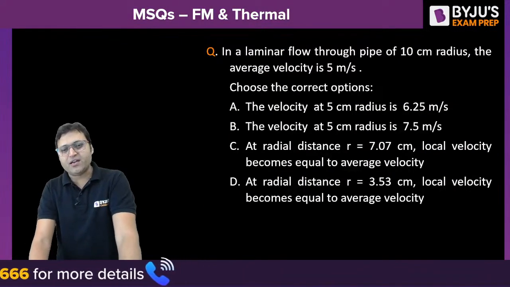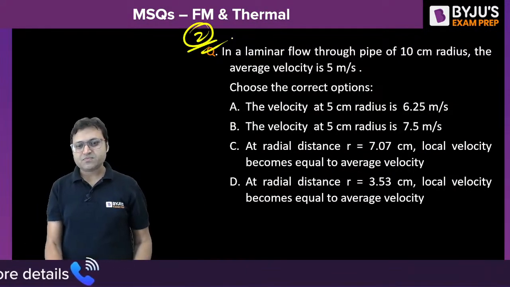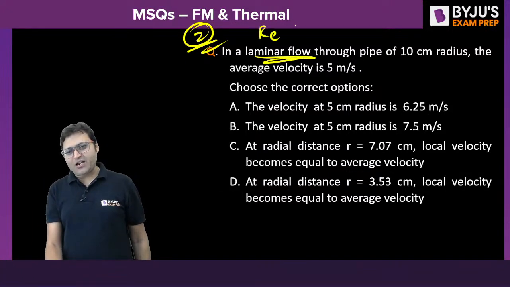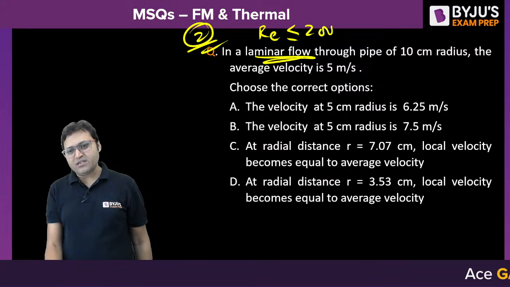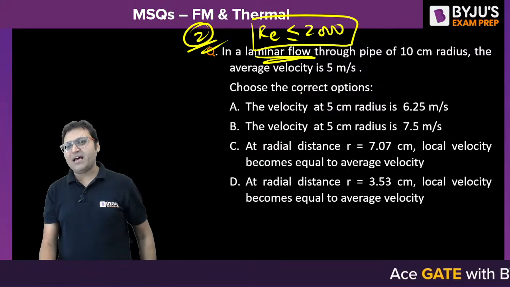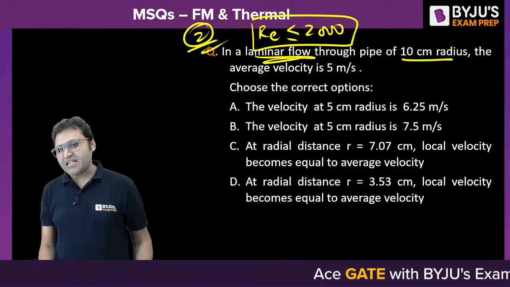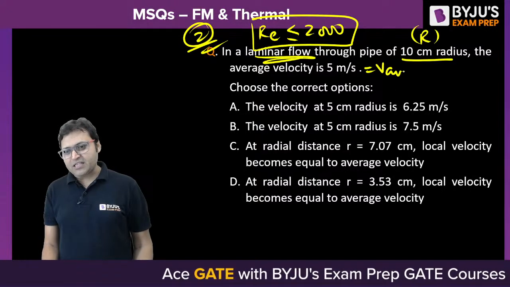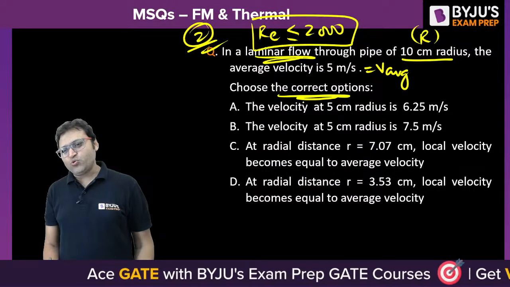The next question, number 2. In laminar flow through a pipe, laminar flow means Reynolds number is less than 2000, then the internal flow is laminar. The radius of the pipe is 10 centimeter. The average velocity is 5 meter per second. Choose the correct option.